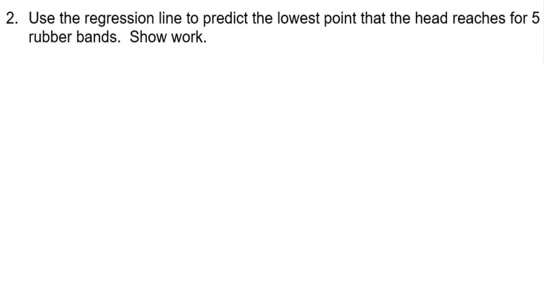So now if I look at step 2, it says we want to use the regression line to predict the lowest point that the head reaches for 5 rubber bands. Well, 5 rubber bands, is that an explanatory or response variable, x or y? This is an x value.